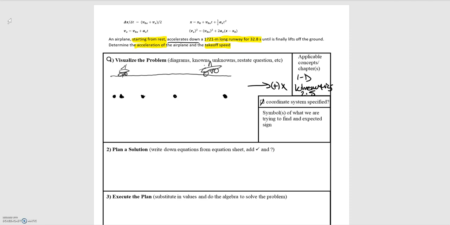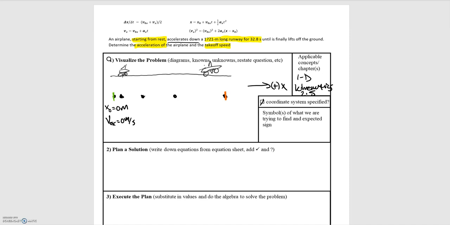We have an object starting from rest and it's speeding up. Now I'm going to mark this first dot as green, and that's going to be our initial position, and our last dot, or our final position, as orange. So now we're going to start filling in our known and unknown variables. So at our initial position, we're just going to call this 0 meters. Now that's arbitrary what you call it, but it just makes the math easier if we just call that our origin of 0 meters.